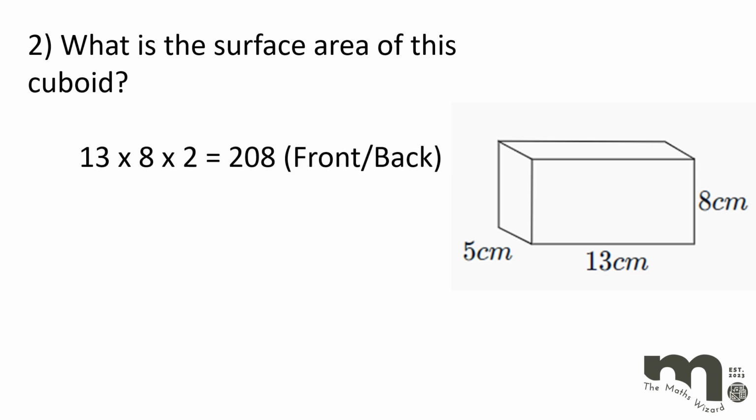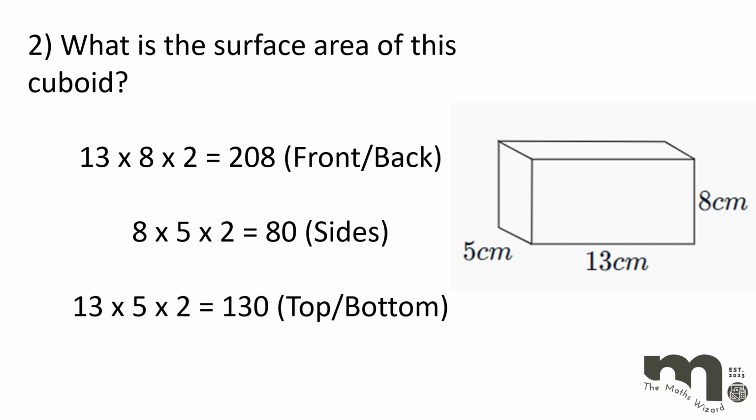Okay, so your front and your back is 13 by 8. So 13 times 8 times 2 gives you 208. Your sides are 8 by 5. So 8 times 5 times 2 is 80. Top and the bottom is 13 times 5 times 2. That's 130. Add all of those up and that gives you a total surface area of 418 centimeters squared.